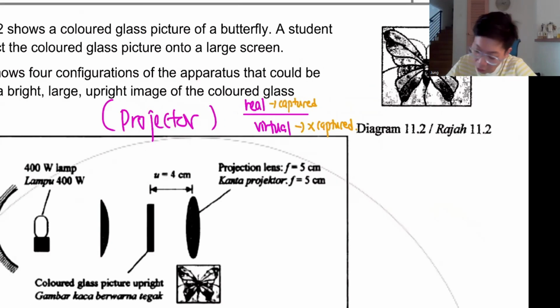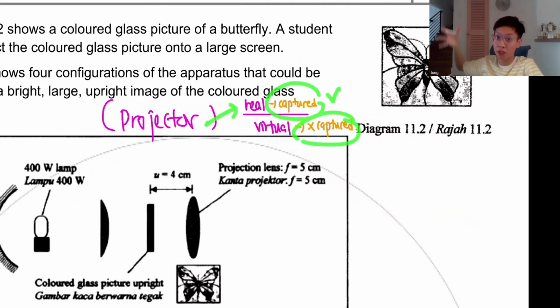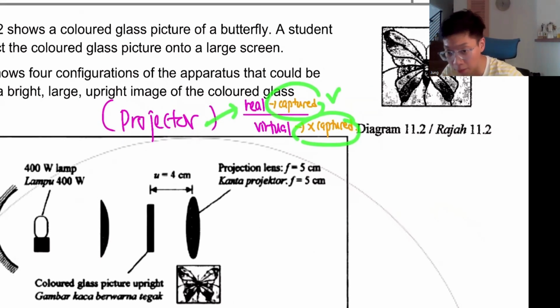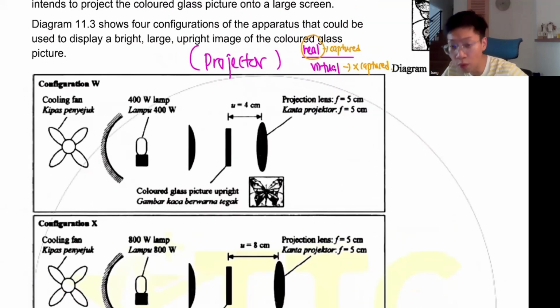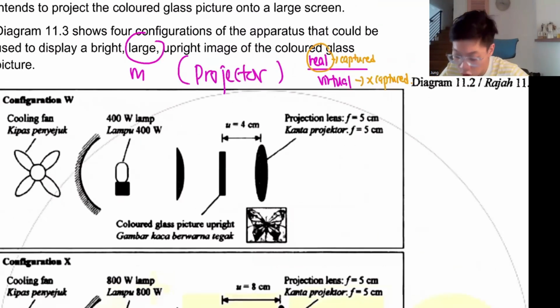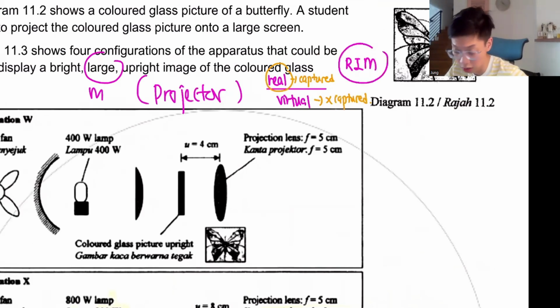So for the projector, does it need to be captured or not? Need, because for the projector, the image has to be captured so that you can form it on the screen, so that on the screen, you will see the thing. So the answer is it has to be captured by the projector. Therefore, I'm looking for a real image. Which one will form a real image? Moreover, they tell you that this is larger, magnified. So based on this, I'm looking for a real inverted magnified image.